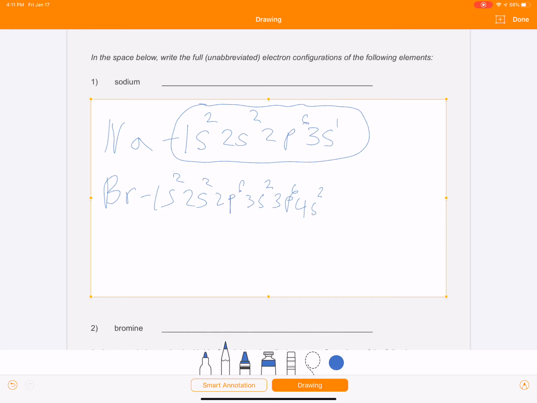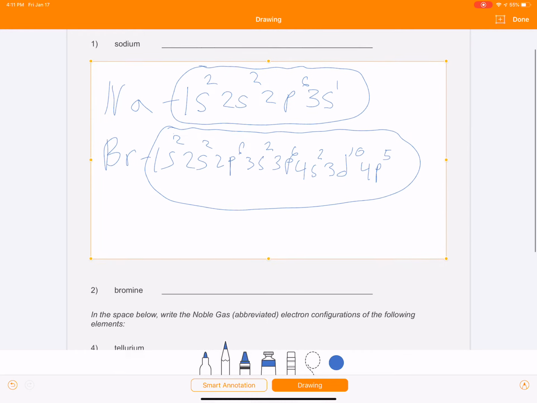Now you might think that the next one would be 4d, but it's not. It skips a number, just part of the law. So it's 3d10. We're filling up that whole subshell. And now we're at 4p. Now bromine is the 5th one in, so we're at 4p5. So our bromine's electron configuration is 1s2, 2s2, 2p6, 3s2, 3p6, 4s2, 3d10, and 4p5. So it looks really confusing if you don't know how to do it, but it's not that bad.